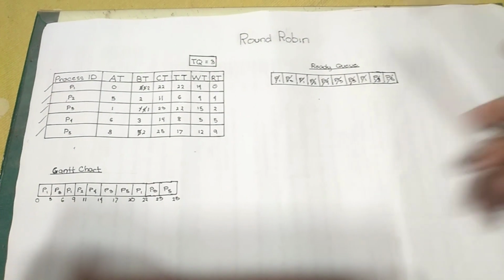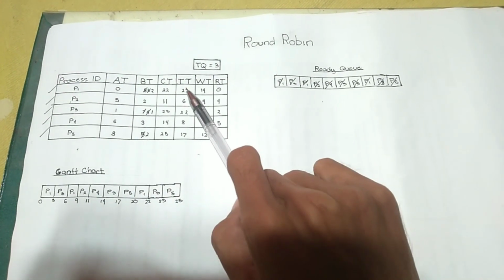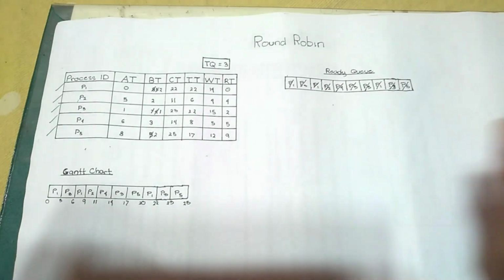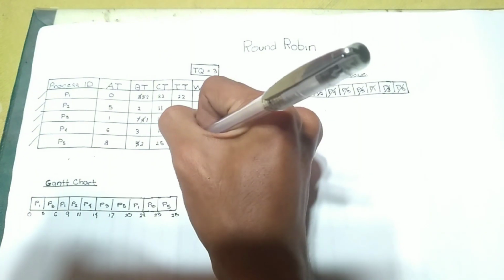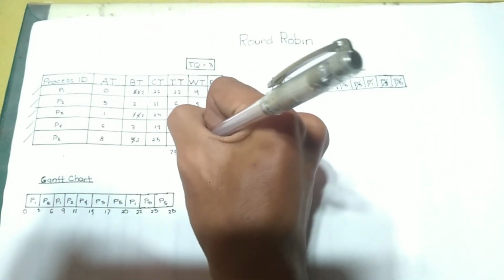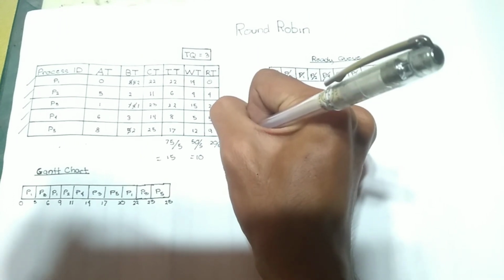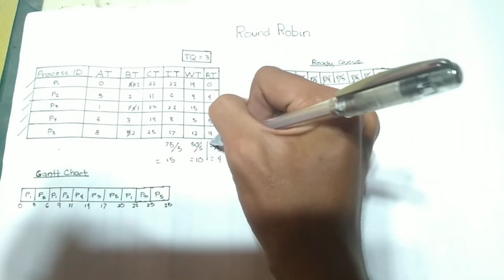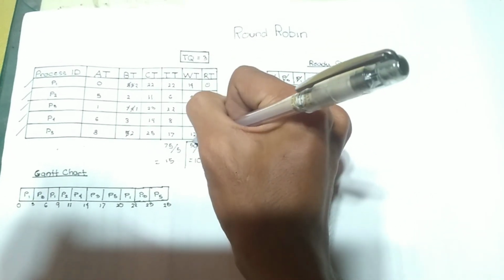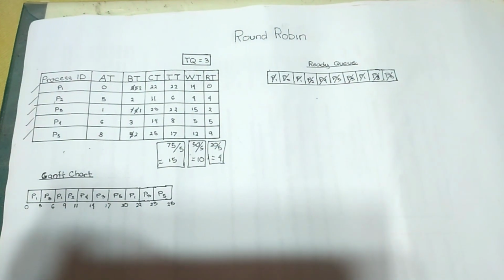If you want to calculate the average for turnaround time, waiting time, and response time, just add them and divide by the number of processes. The total value for turnaround time is 75. So divided by 5 processes is equal to 15. For the waiting time, 50 divided by 5 equals 10. For the response time, 20 divided by 5 is equal to 4. So that's the average for turnaround time, waiting time, and response time. That's it, and thank you.